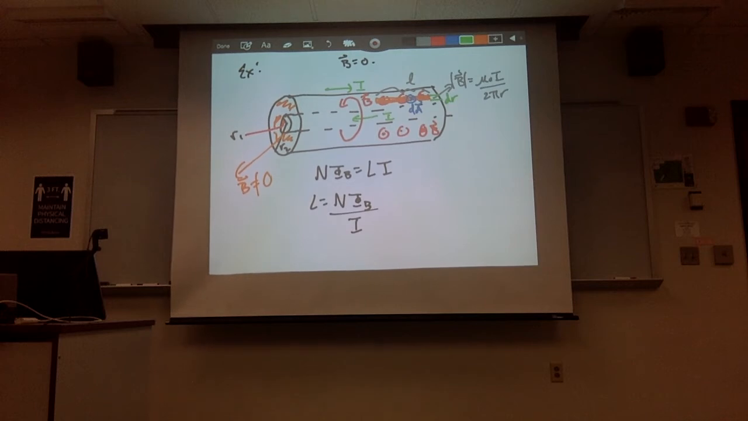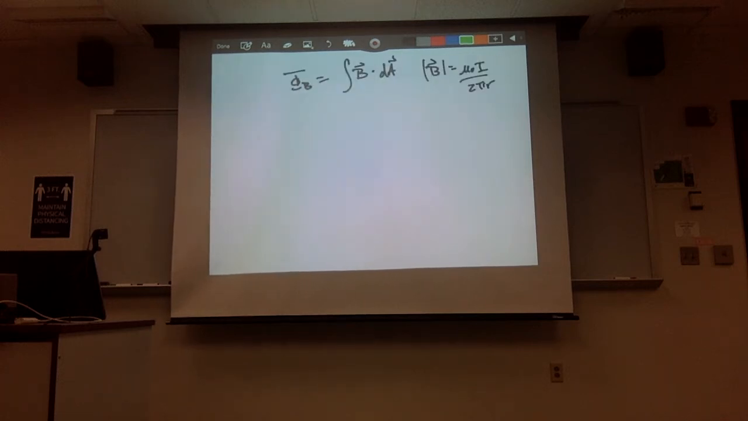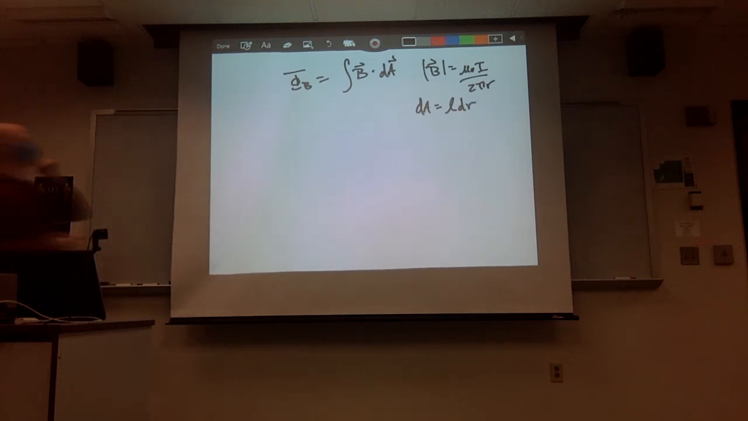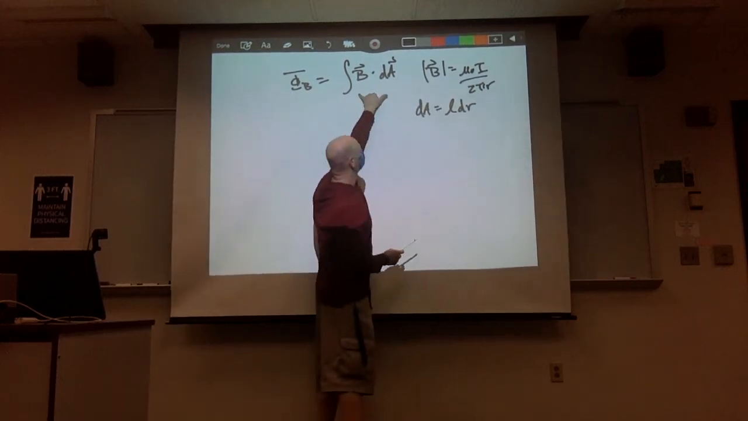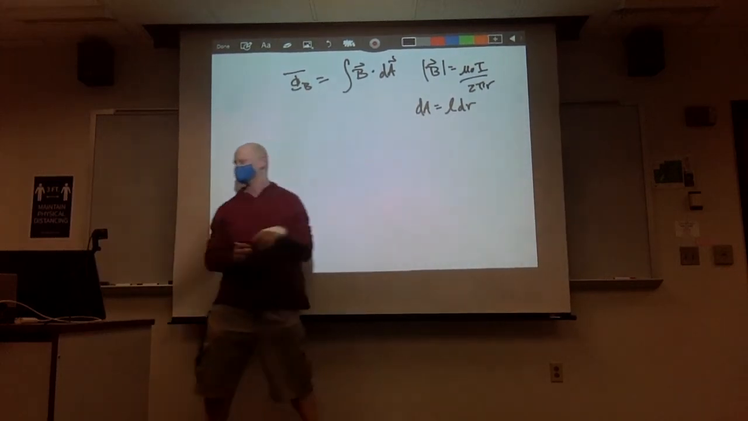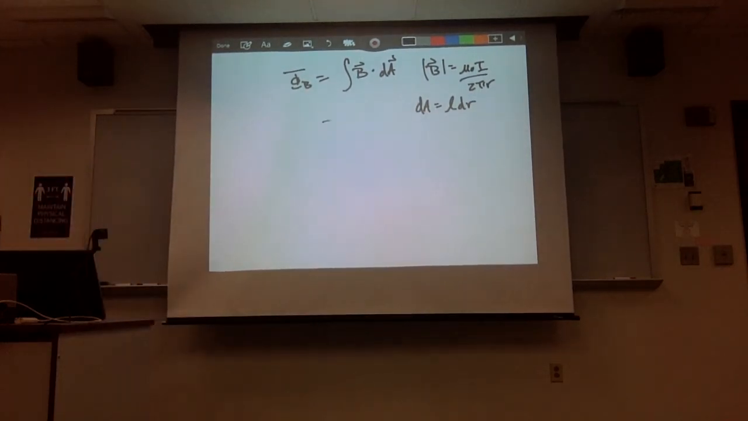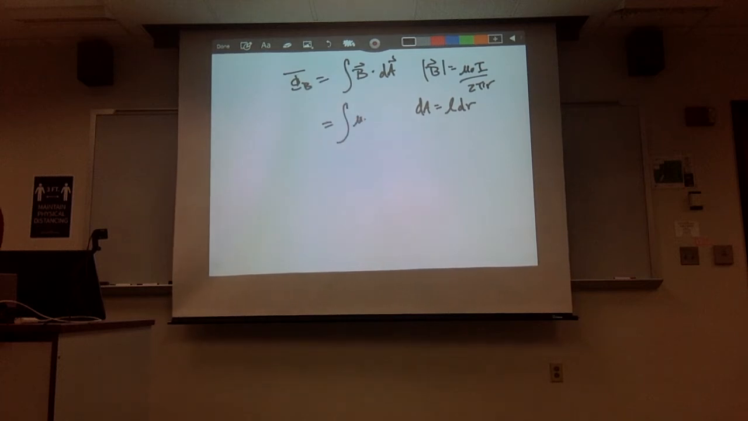Okay, so what this means then is that dA is going to be equal to that length times the thickness at which I cut it, which is dr. Now again, in this case, I'm choosing dA to be in the same direction as the magnetic field, which means the dot product here simply becomes multiplication. So this is now going to become the integral of B, which is mu naught I divided by 2 pi r, times L times dr. That's my dA portion.